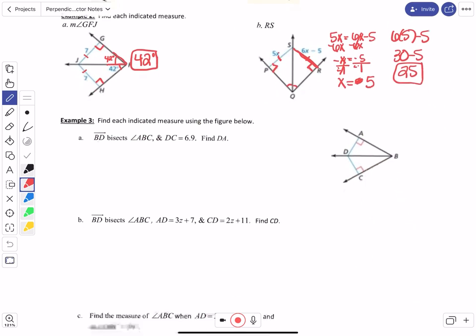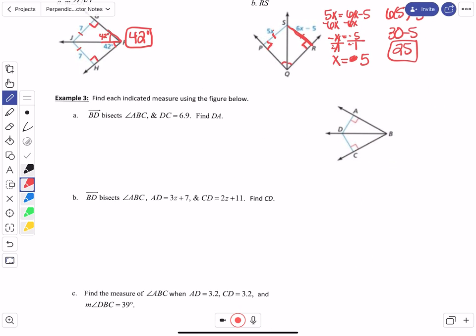Okay. So in example 3, find each indicated measure using the figure below. It's telling us that BD bisects angle ABC. So if it bisects it, we know that these two angles are congruent and that DC is 6.9. Find DA. Well, it's already given that these are perpendicular, so that means that these two parts are congruent. So AD or DA is also going to be 6.9.